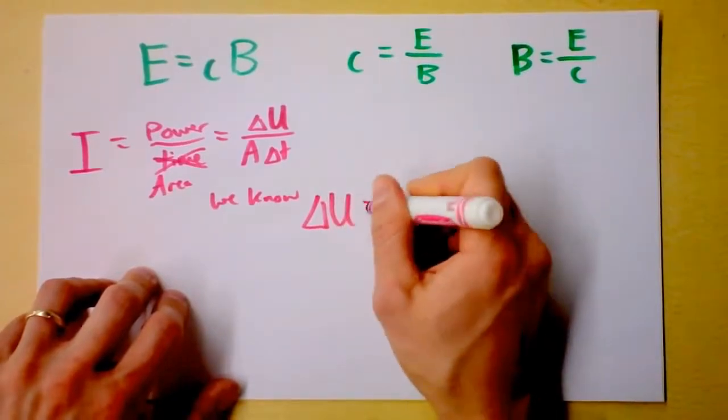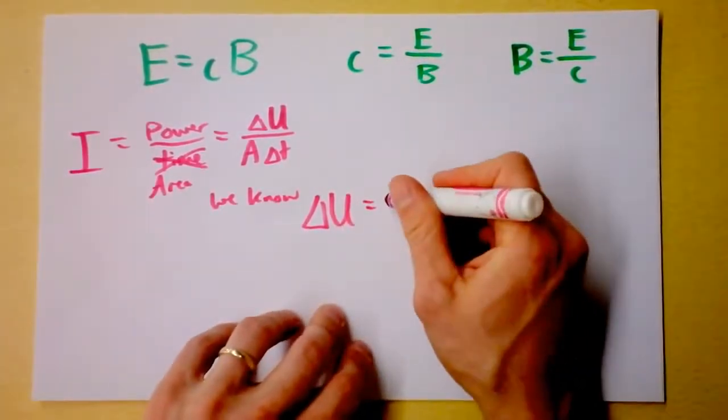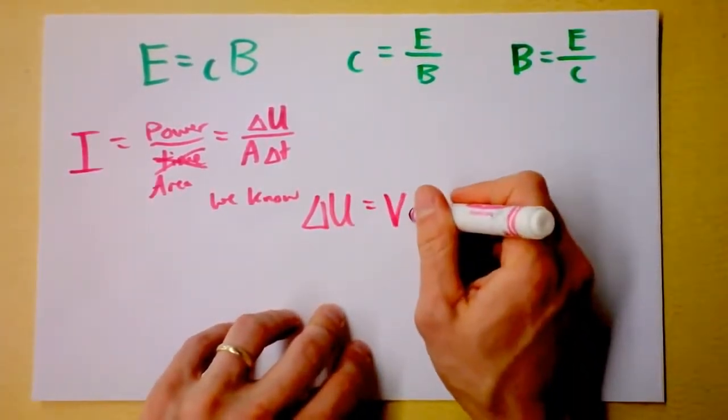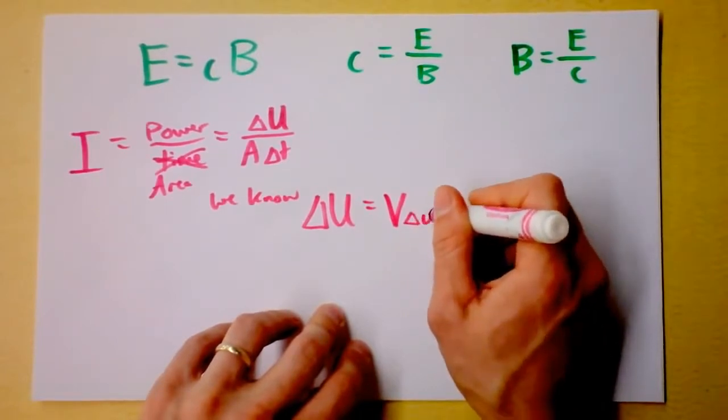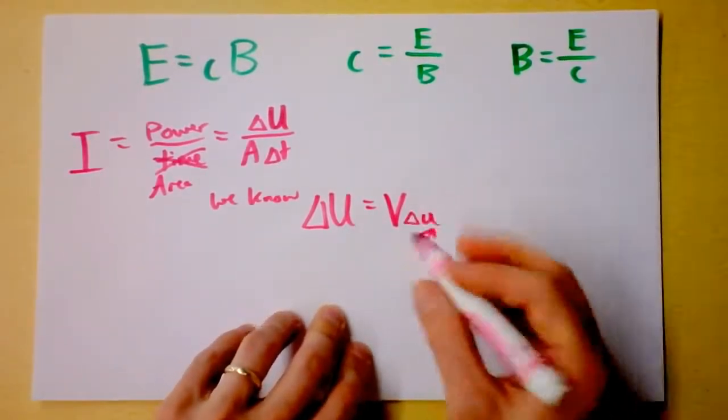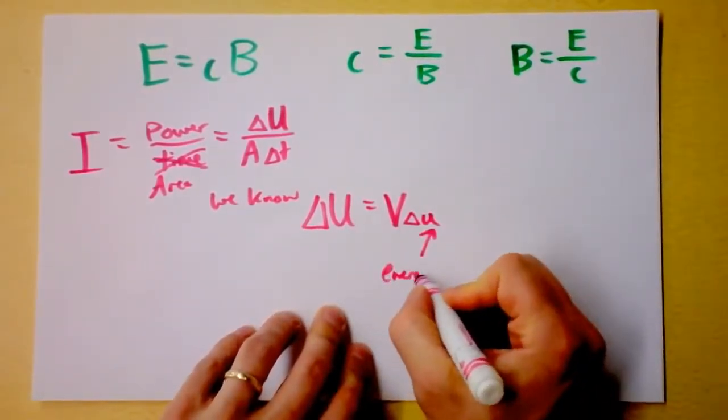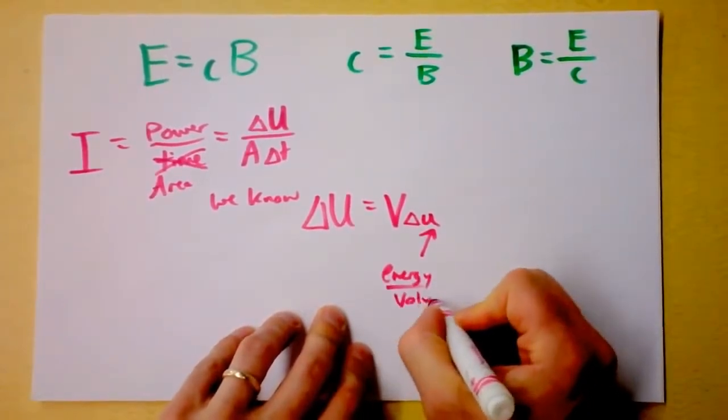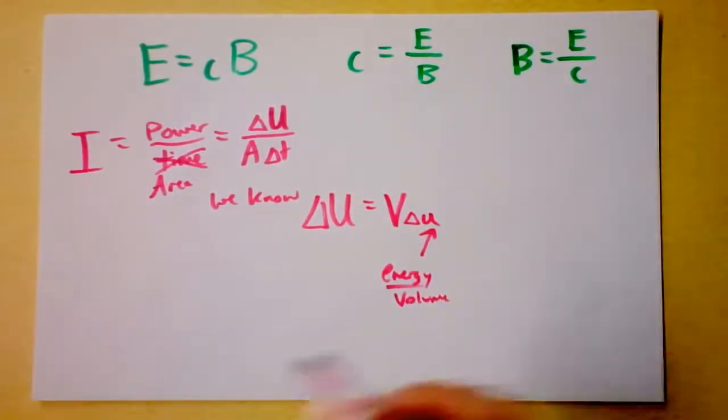But the problem is, of course, this is a capital U, and we know that the change in energy is going to be, naturally, the volume times the change in energy density. That is, that tiny little guy right there is energy per volume. And I want you to consider the following situation.